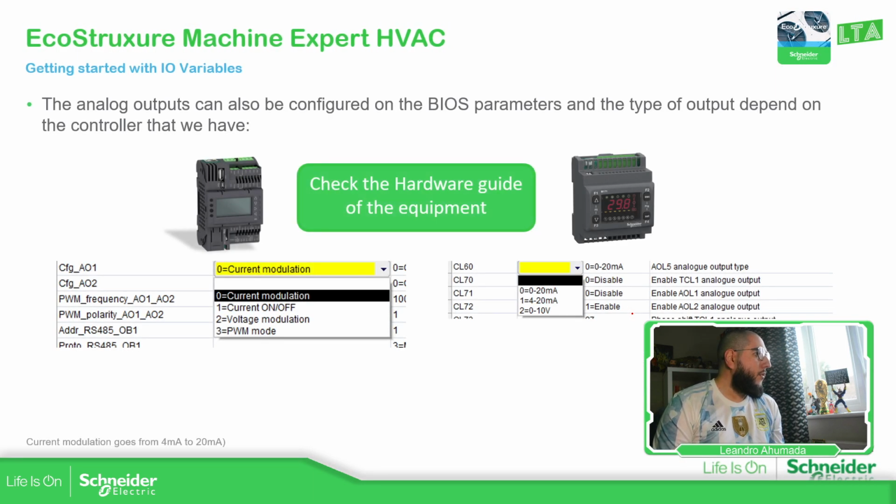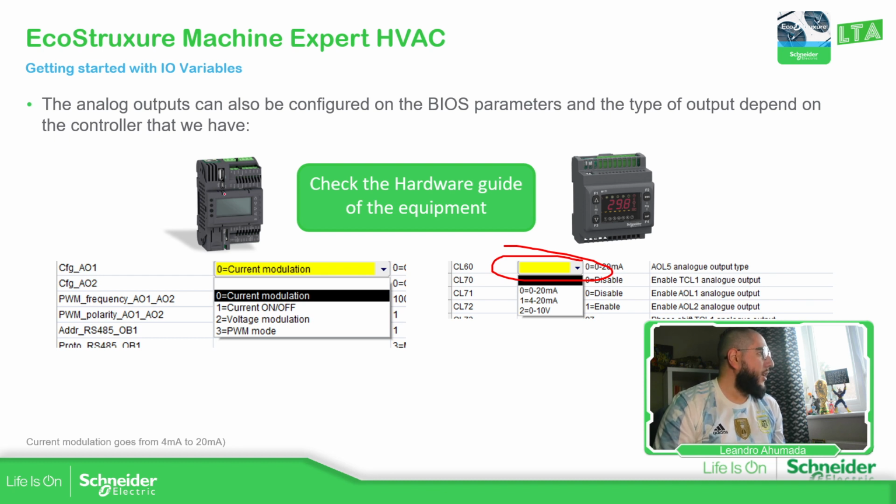Now for the outputs, again we have different behaviors. For the M171 optimized, I don't remember right now, I need to check the manual, but I believe all of them are current or voltage. Check that on the hardware, but you have the possibility to configure one of those analog outputs, and the way that you need to use it is a little bit different, so make sure that you take a look at the hardware manual for this.